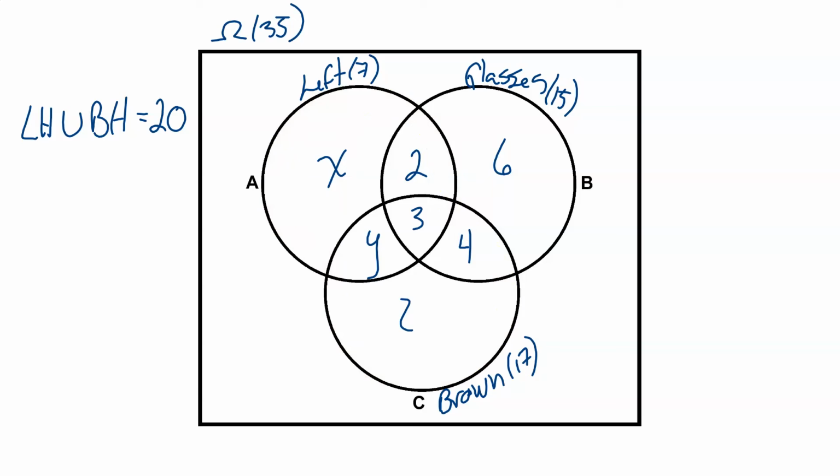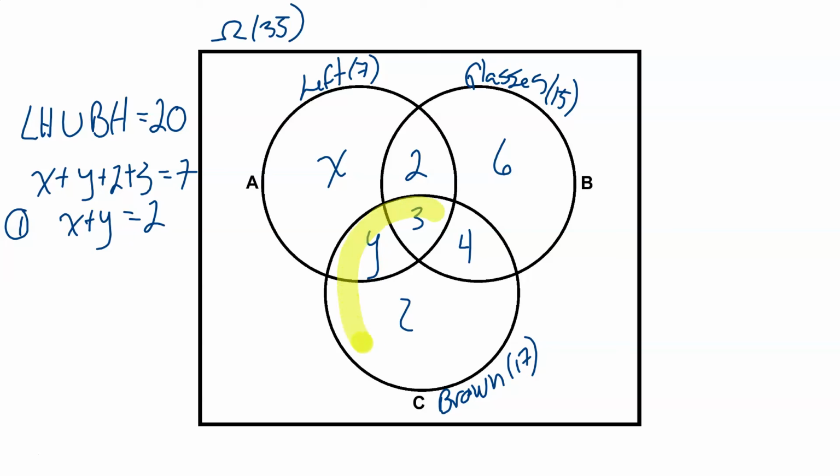So the first thing we do is we can look at just the left hand, and we can see that if we take x plus y plus 2 plus 3 will be equal to 7. We can then simplify that a little bit down to x plus y is equal to 2. Right? We subtracted the 2 and the 3 from both sides, so the 7 was reduced down to 2. That gives us our first equation.